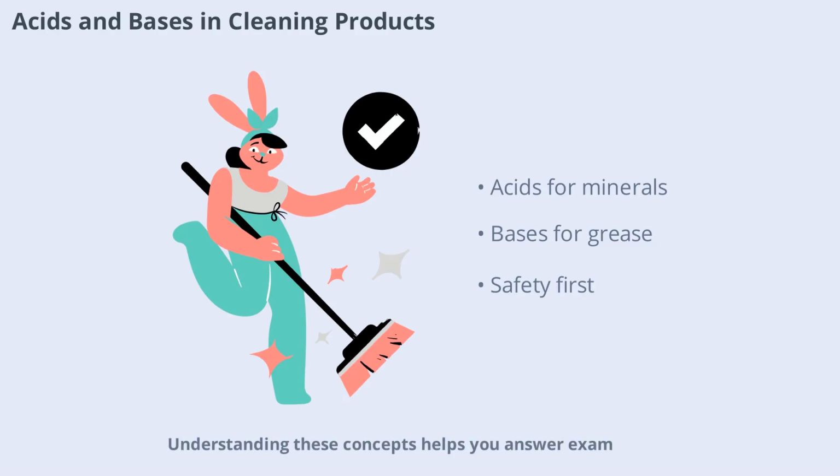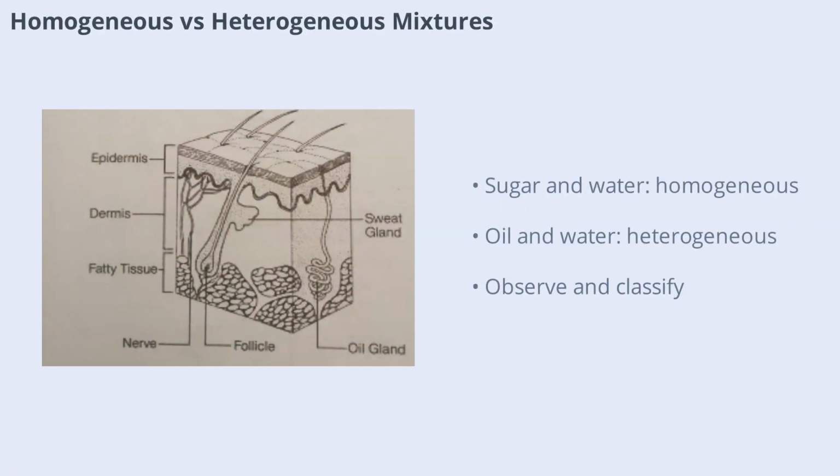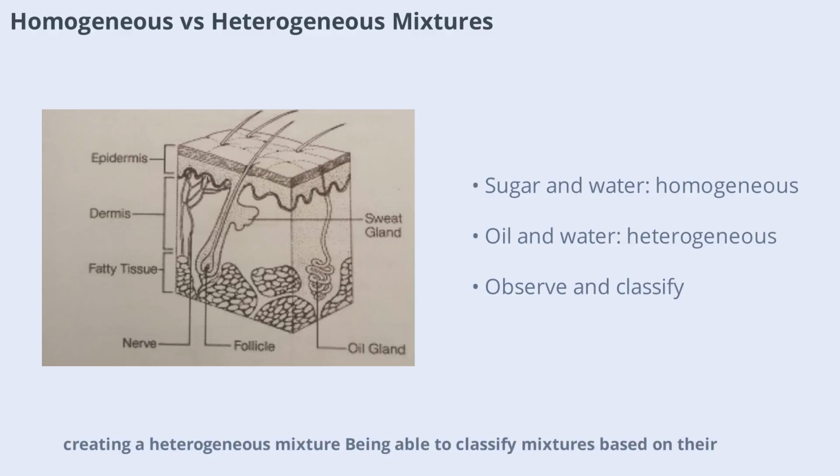Understanding these concepts helps you answer exam questions and make safe choices at home. Mixing substances like sugar and water or oil and water, you observe different behaviors. Sugar dissolves completely, forming a homogeneous mixture, while oil and water remain separate, creating a heterogeneous mixture. Being able to classify mixtures based on their appearance and properties is a key skill in science. Practice observing and describing mixtures to reinforce your understanding.